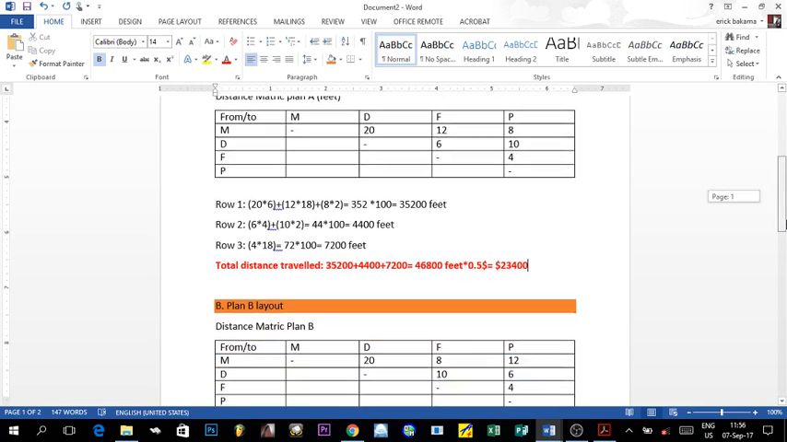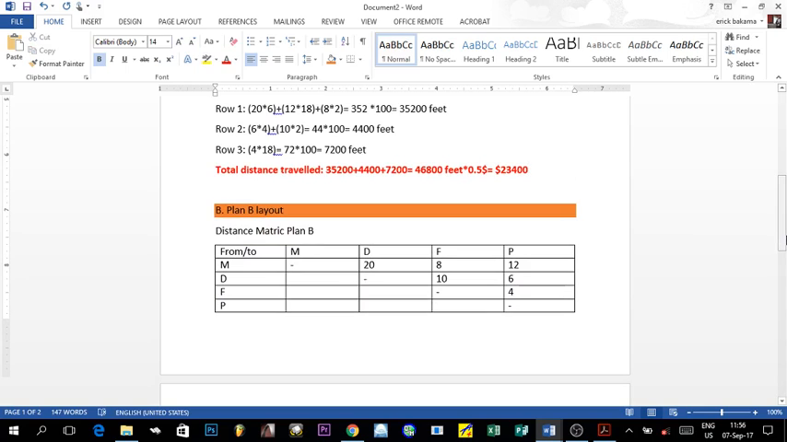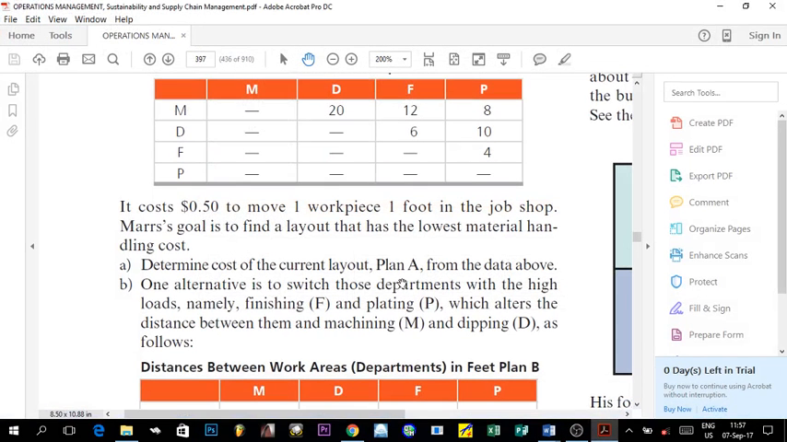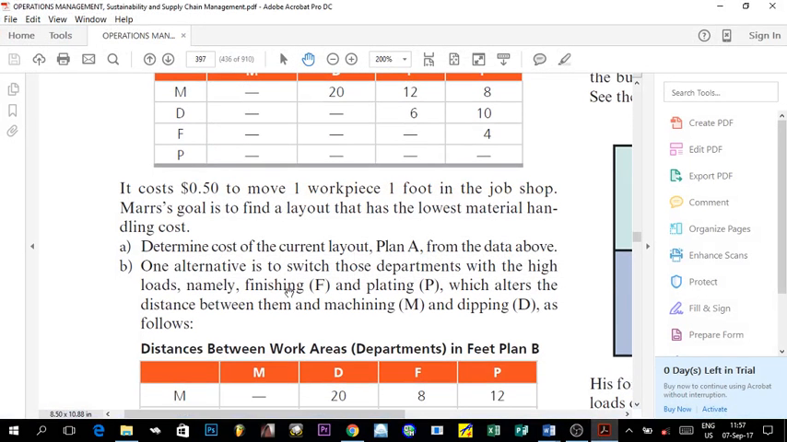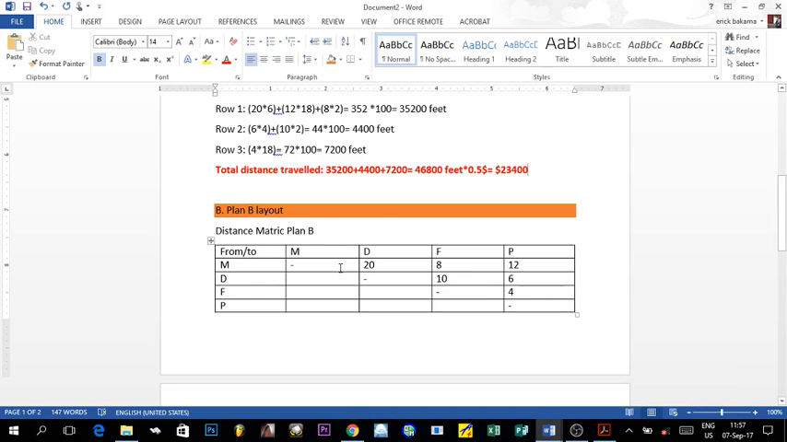Now we need to do the same for plan B. For plan B, the only thing that changed is that they switch those departments with the high load, namely finishing, which is F, and plating. So they try to switch them because they had very high load. So what they did, this is the new table. This table is already given in the problem. You don't need to worry. You just need to go back to the problem and look at it.